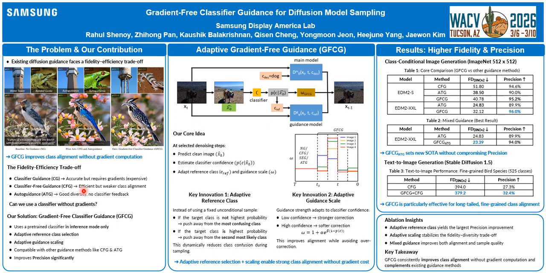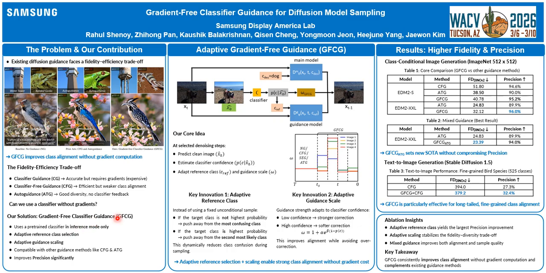More recent methods such as auto guidance, or ATG, can improve diversity and overall image quality, but they do not explicitly use classifier feedback, which can limit class precision. This raises a key question. Can we leverage a classifier to improve class alignment without computing gradients or sacrificing diversity? To address this problem, we introduce Gradient-Free Classifier Guidance, or GFCG.